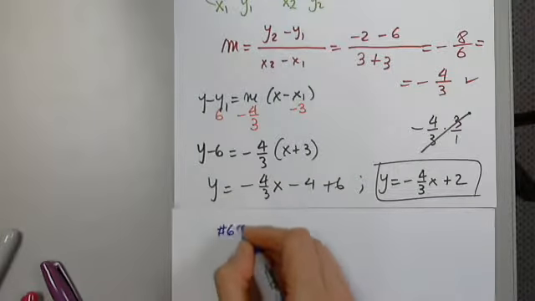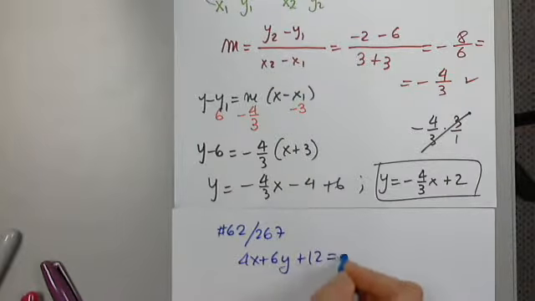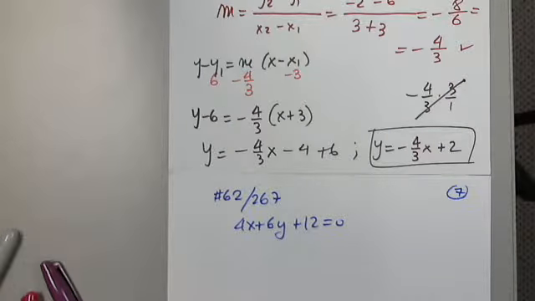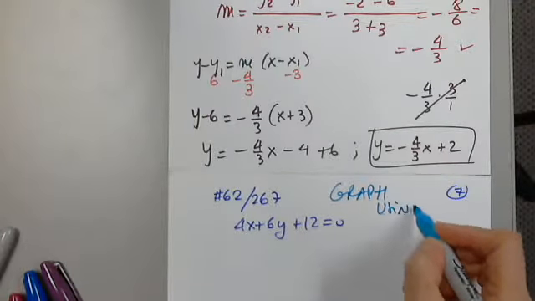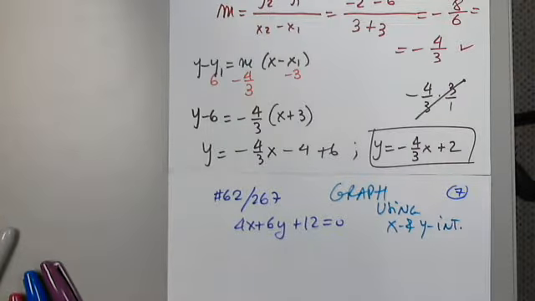Let's say problem 62 on page 267: 4x plus 6y plus 12 equals 0. We're asked to graph using x and y intercepts. Graph using x and y intercepts.